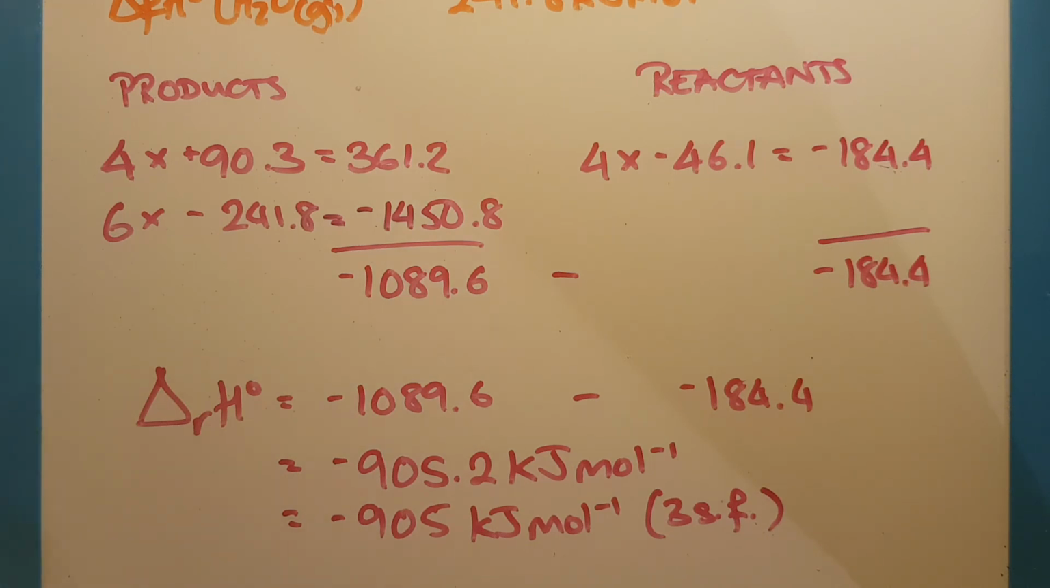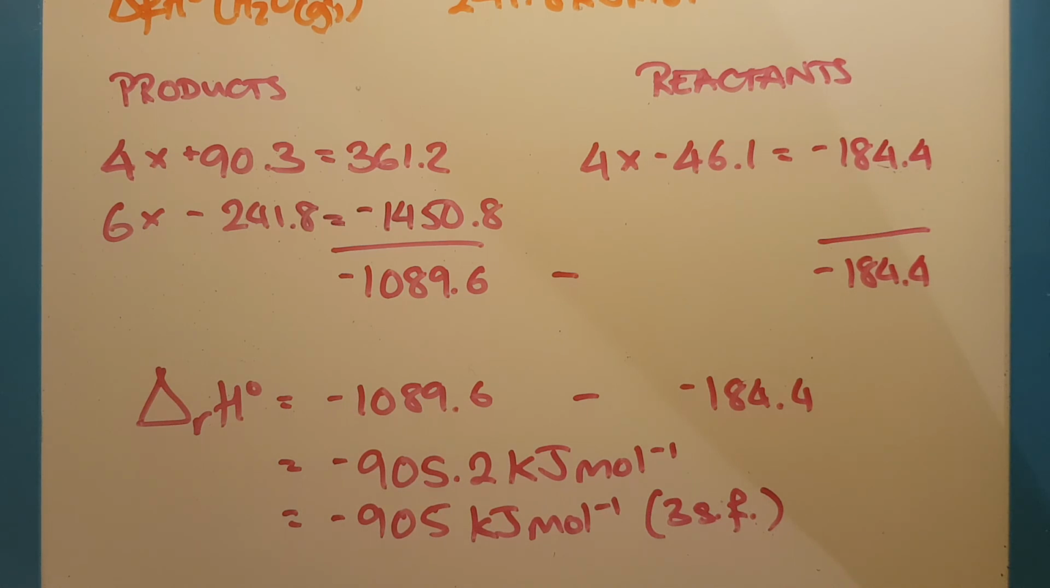Now I know nothing in the equation had 1 mole of it, but this is still the correct unit for this. Now because everything was given at the start of the question to 3 significant figures, my final answer should be as well. So I then round that number off to 905, which is our 1, 2, 3 significant figures, and keep my unit there.